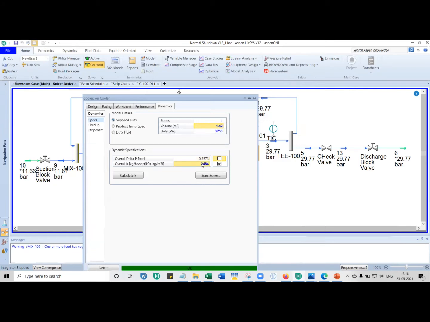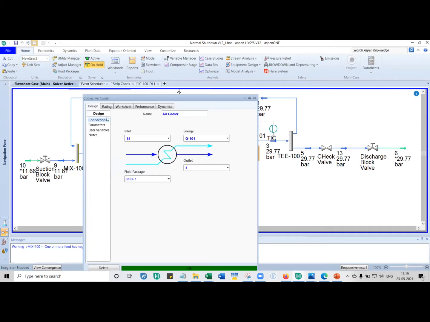K is a loss coefficient. It is basically the dynamic head, kV square by 2g. If you convert it to mass flow rate terms, it is nothing but mass flow rate divided by square root of pressure drop into density. What does this mean? In steady state, you are giving the pressure drop. So let's say the cooler has 0.5 bar pressure drop. In HYSYS steady state, you will open the cooler and you will say 0.5 bar here and 0.5 bar on the tap.